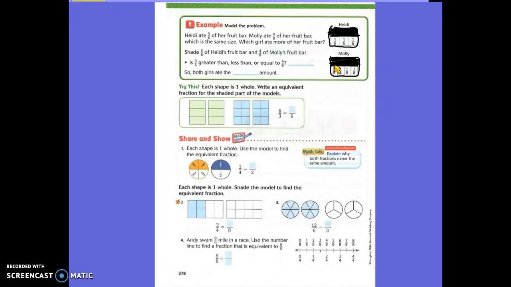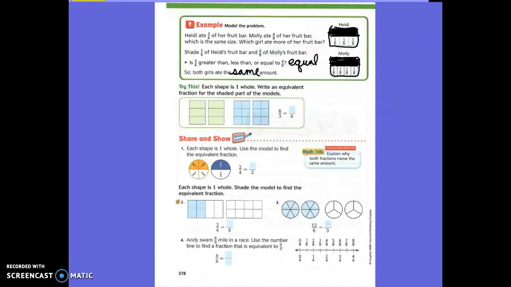Is 3/6 greater than, less than, or equal to 4/8? Look at the shading. Did Heidi eat more? Did Molly eat more? Or did they eat the same amount? Look at the shaded parts. What is it, guys? They ate the same amount. Okay, so it is equal. So the girls ate the same amount.